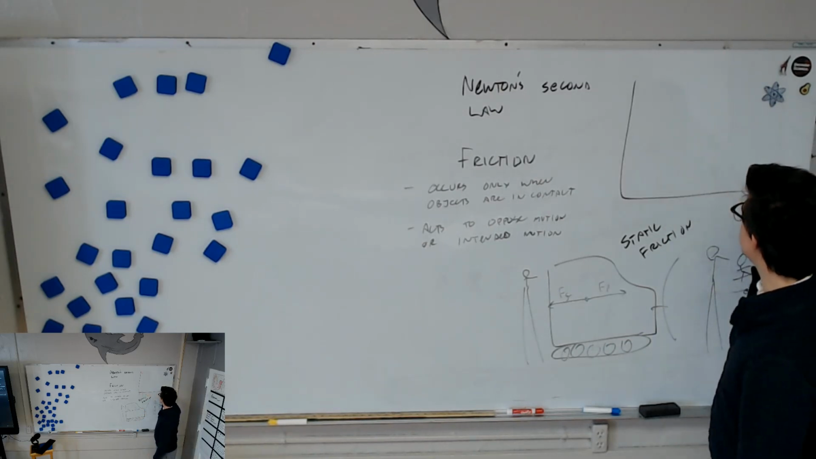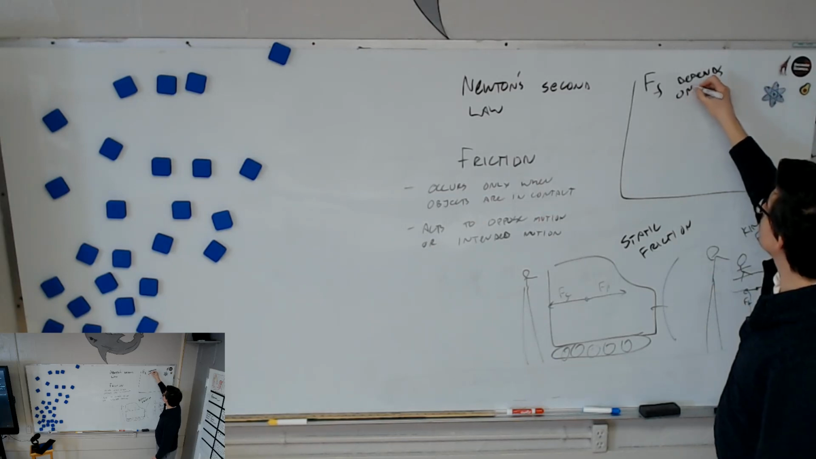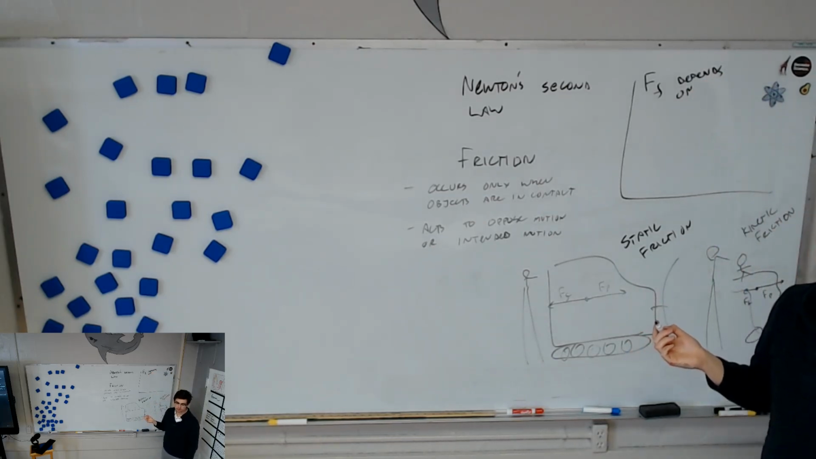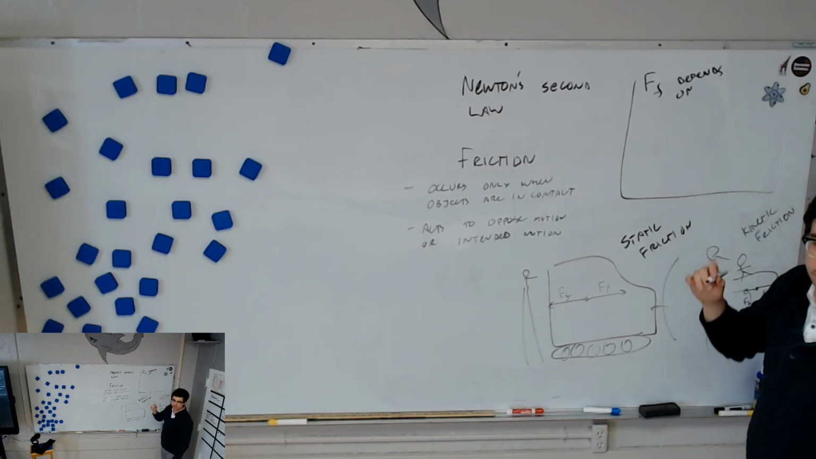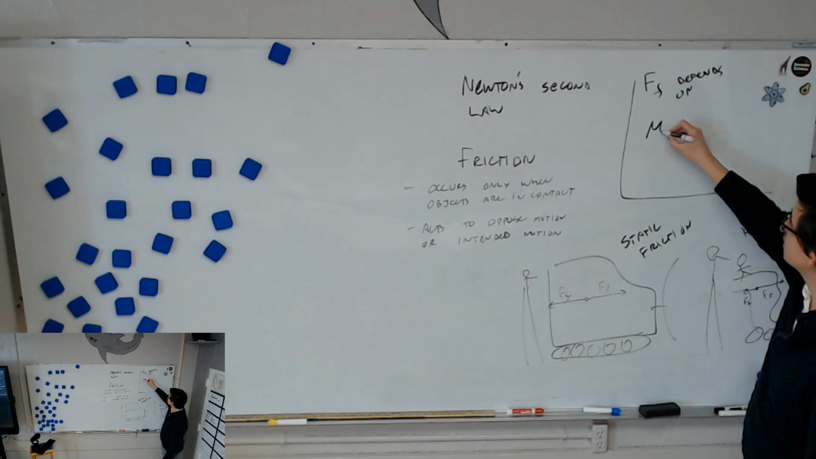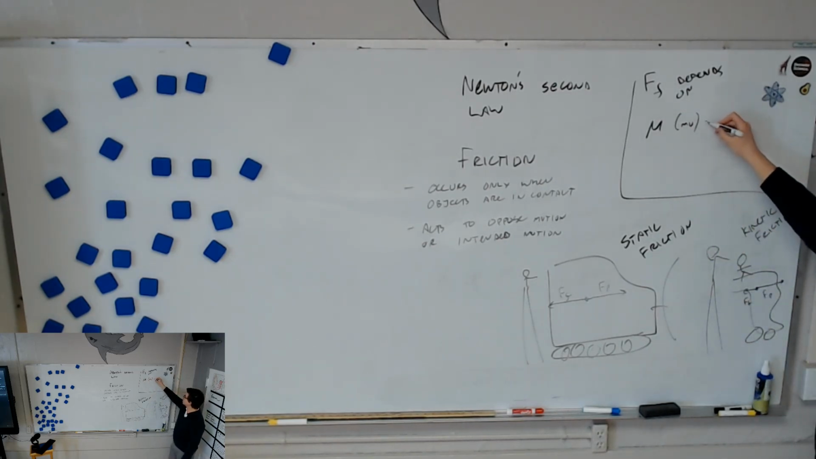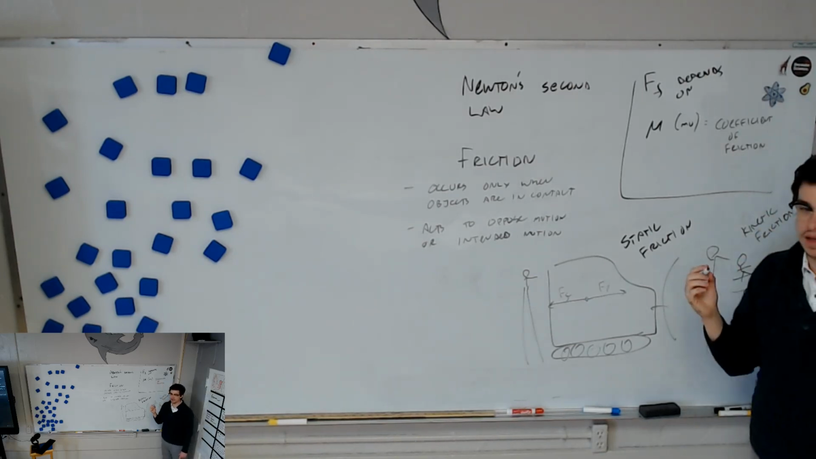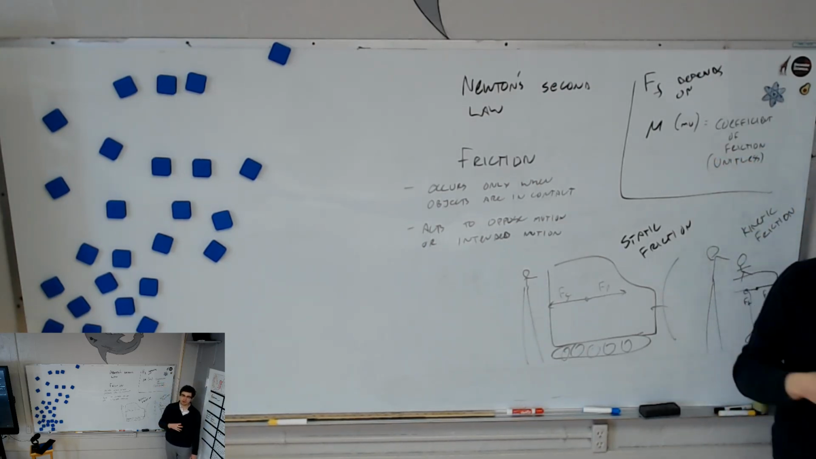So the friction depends on these two things. In the same way that we did this for F equals ma, force of friction depends on two things. The roughness of the surfaces, which we call mu, the Greek letter mu, and we call this the coefficient of friction. This is a unitless number that you're either going to be given or you will look up on a table.